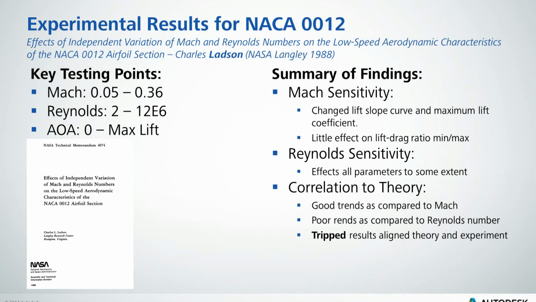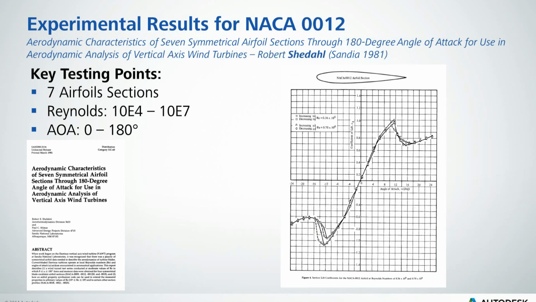The next set of data was actually from Sandia Labs in 1981. This was looking at multiple different airfoils, more for wind turbine applications, vertical axis wind turbines. One of the airfoils they looked at, of course, was the NACA 0012 because it's one of the common airfoils that people look at. In this case, they looked at a wide-ranging list of values for Reynolds number and looked at a full rotation of angle of attack, all the way from 0 to 180 degrees. And you get lift, drag, moment values, and so forth from these results.